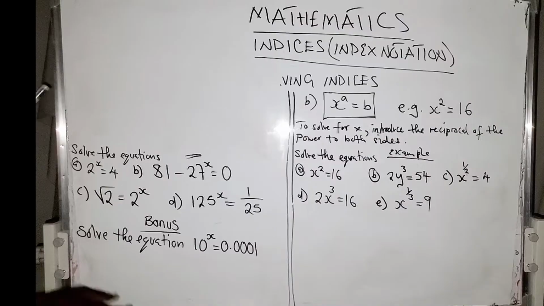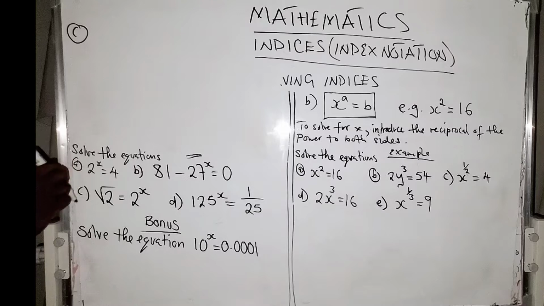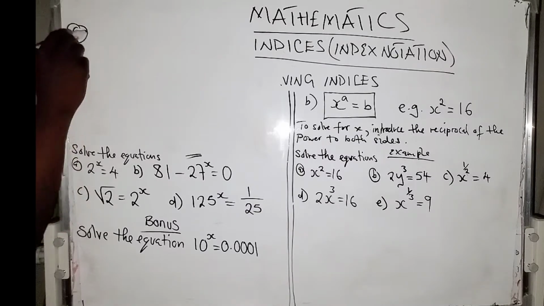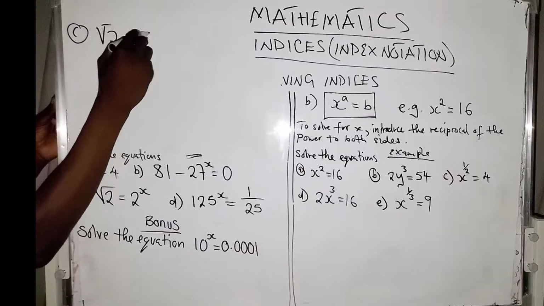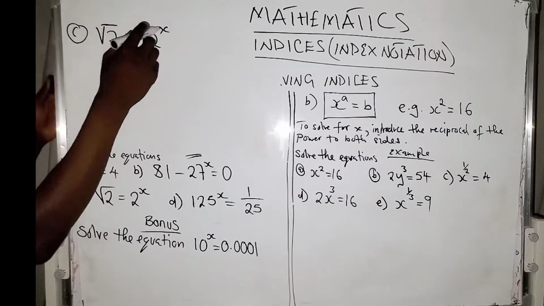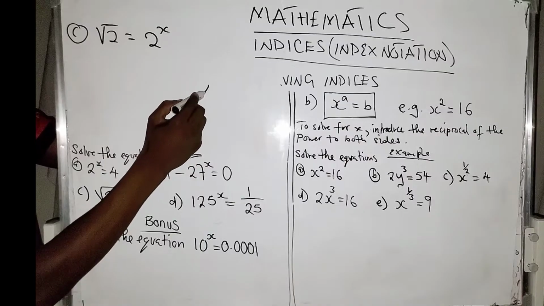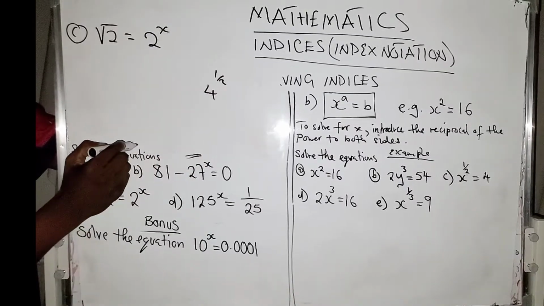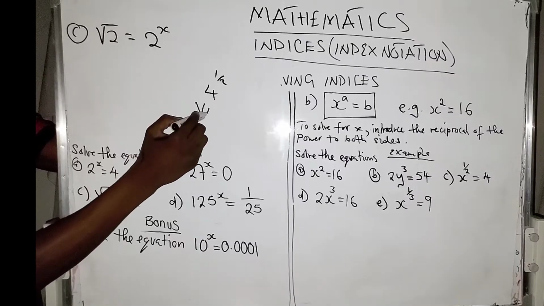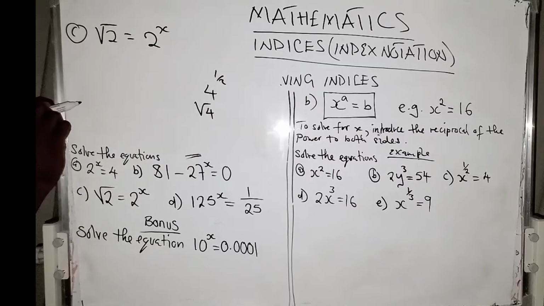Okay, so C, they just want to confuse you, saying given that the square root of 2 is equal to 2 to the power x, find the value of x. Look, this one, as long as the power is unknown, that's the indices. Now, if I give you something like this, 4 raised to the power 1 over 2, this one is the same as the square root of 4. Are we together? Yes. The 2 is invisible and the 1 is also invisible.